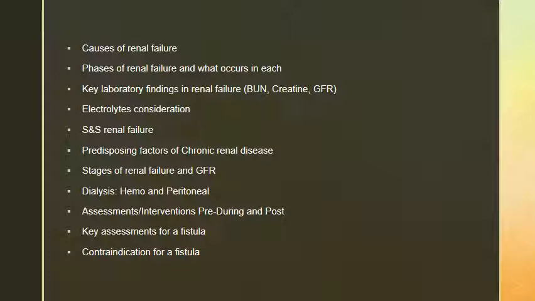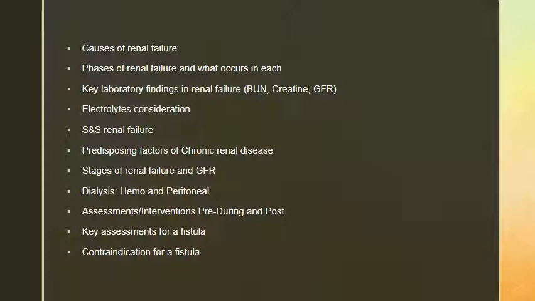So let's think back on what we've learned in this part. Make sure you know the causes of renal failure: intrarenal, prerenal, postrenal, and the phases of renal failure and what occurs in each. So understand when I would have decreased urine output, increased urine output. Key laboratory findings in renal failure, so make sure you know the normal BUN, the normal creatinine. Would that go up or down in renal failure? And glomerular filtration rate, would that go up or down? And how are our end stage or stages of renal function based on glomerular filtration rate?